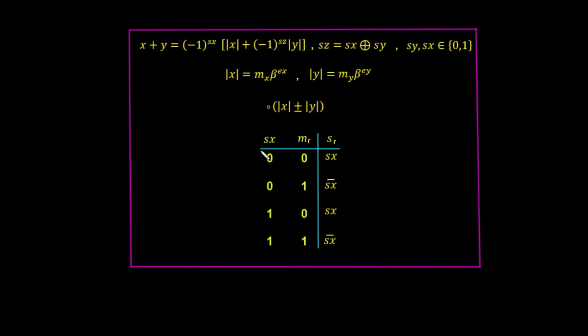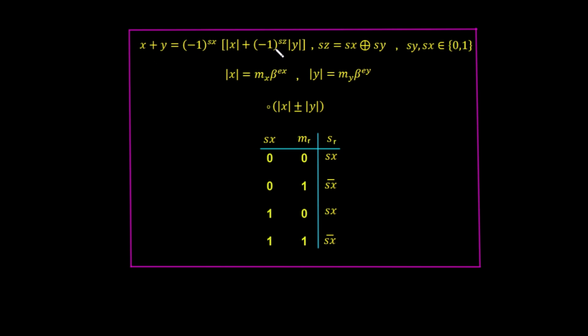Now in this truth table here, we've got the sign of x, which can be positive or negative. We've also got the sign of the value inside the bracket. So the value inside the bracket I've called MR. So the value inside the bracket can be either positive or it can be negative. So there's four possibilities here. If the value inside the bracket is positive, then we know that the sign is just going to be given by the sign of x. But if the value inside the bracket is negative, it means that the sign is going to be given by the negation of this sign of x.